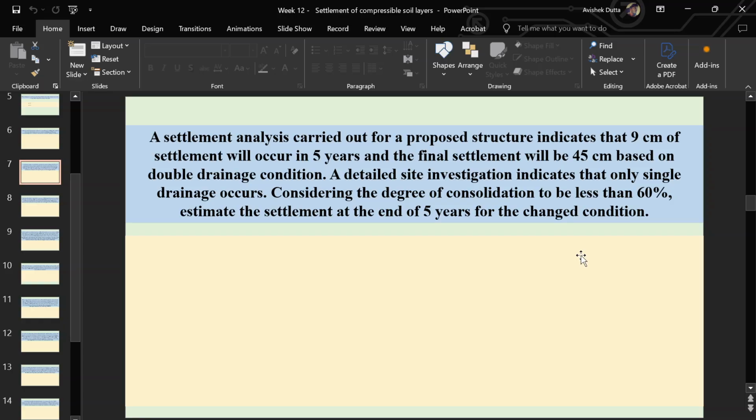In this case, you have to consider that the final settlement will be same. Okay, final settlement will be 45. Based on that, the condition is changing. That is, now it is single drainage condition. So, what will be the settlement at the end of 5 years for this changed condition?